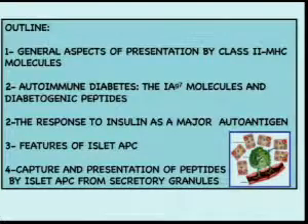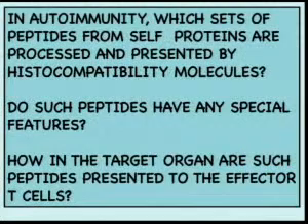The second issue that we're going to consider then is the autoimmune diabetes. I'll talk in general about the features of the class II molecules that are very unique, by the way. And then I'll continue with using insulin as a major autoantigen and analyze how it is actually being recognized in the islets of Langerhans.